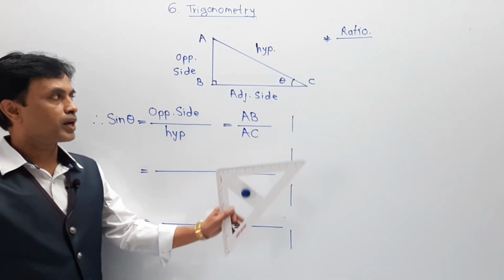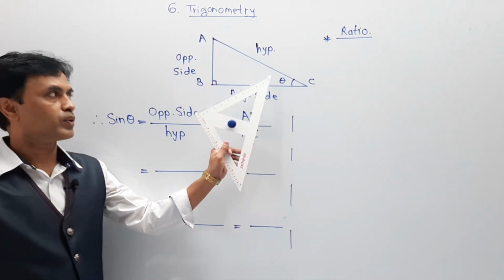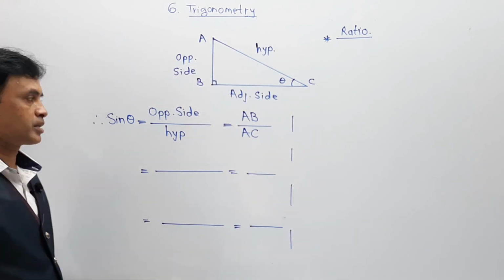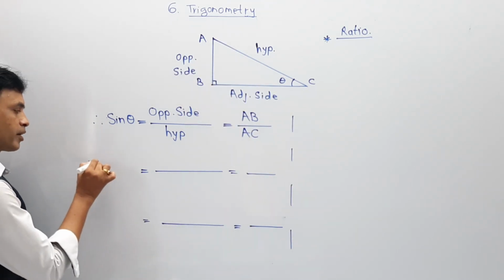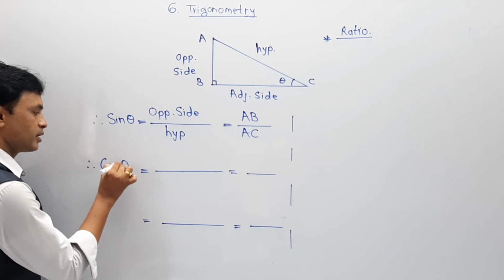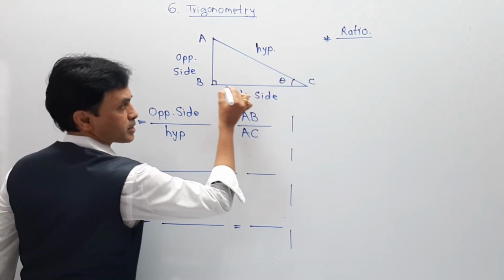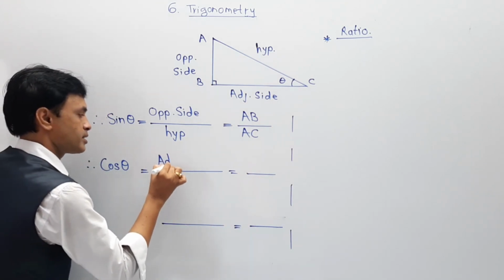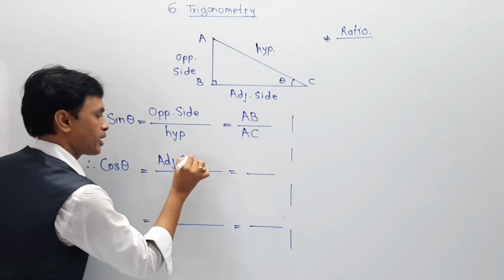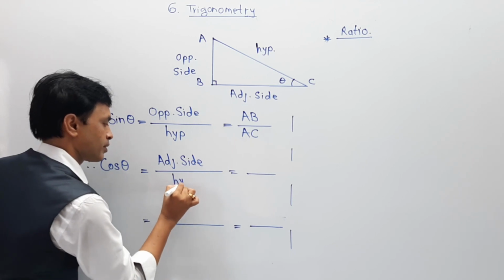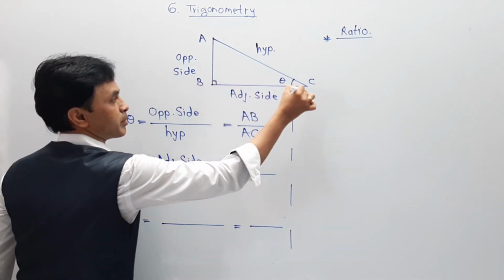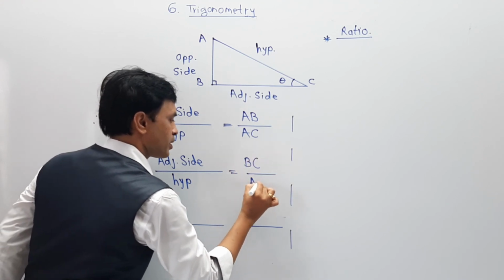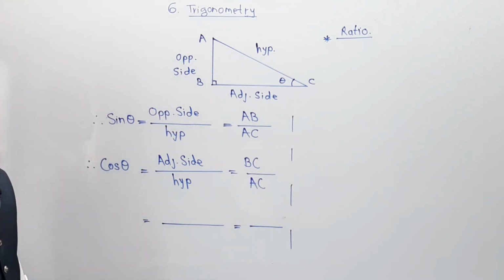Now the second formula is called cos theta. Cos theta means adjacent side upon hypotenuse. So writing the second formula, cos theta is equal to adjacent side upon hypotenuse, and that is nothing but BC upon AC, as per this diagram.